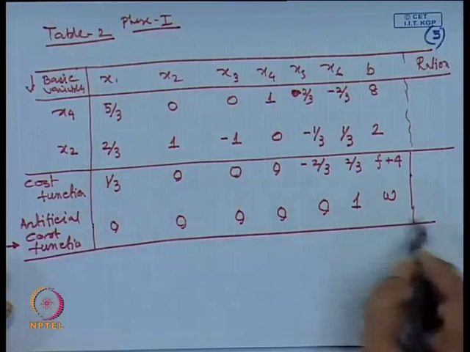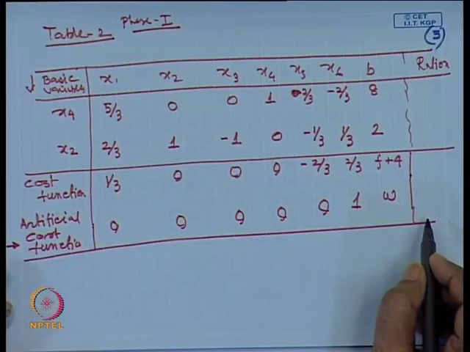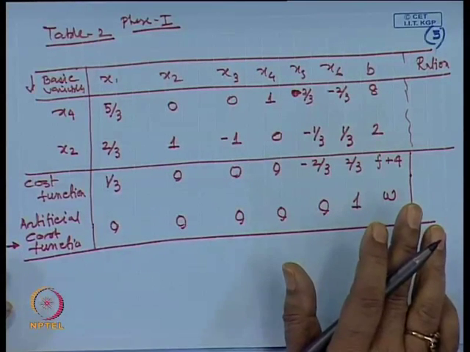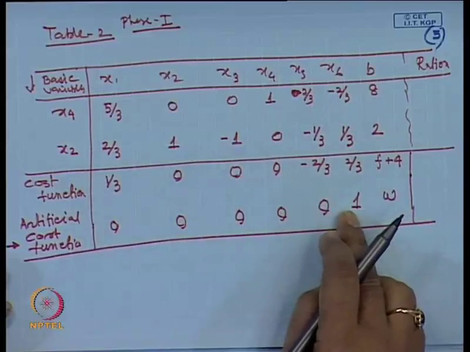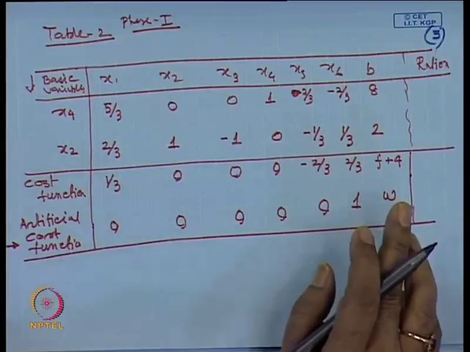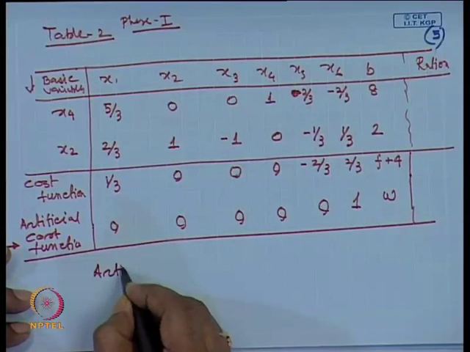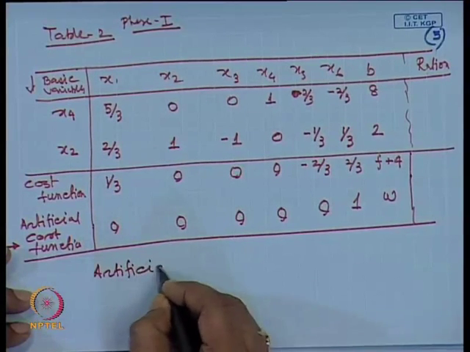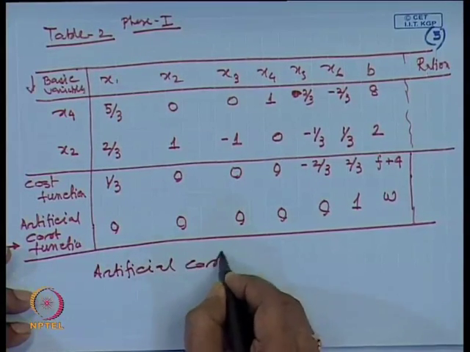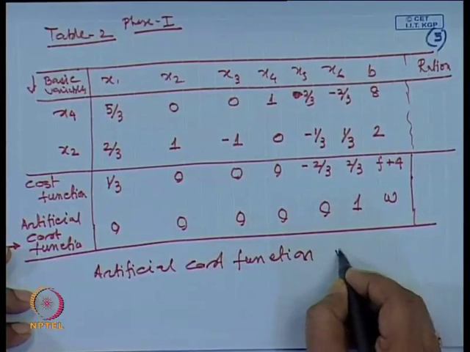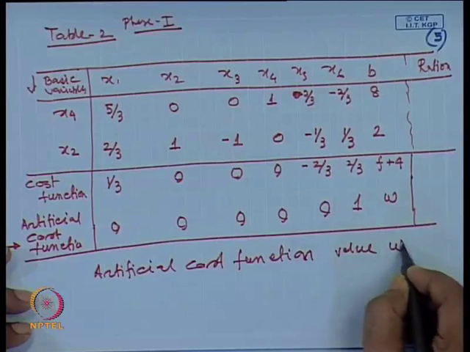You see, in the last row of the artificial cost function, the reduced coefficients are all positive. That means we cannot further reduce the value of the artificial cost function. Then immediately I can write the artificial cost function value W is equal to 0.